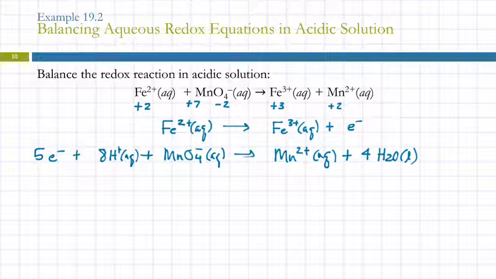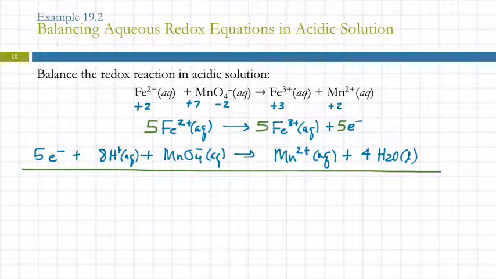What do we need to do next? The number of electrons. So I've got 5 electrons on this half reaction, and I have 1 electron on that half reaction. So I need to multiply the top half reaction by 5. So I get 5 electrons. I have to multiply everything in the equation, otherwise it won't be balanced anymore. Now I have the numbers of electrons the same, so I can add these together and the electrons will cancel out.